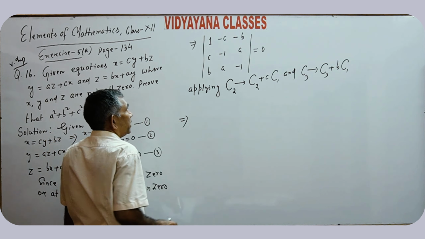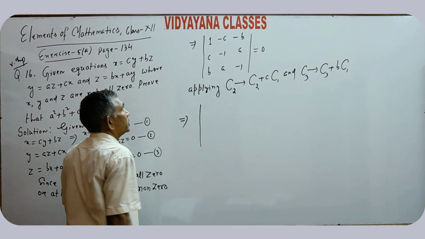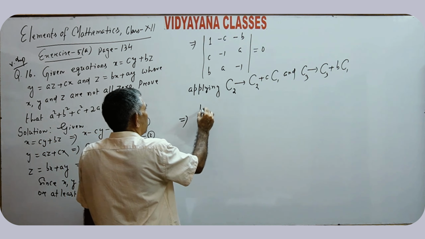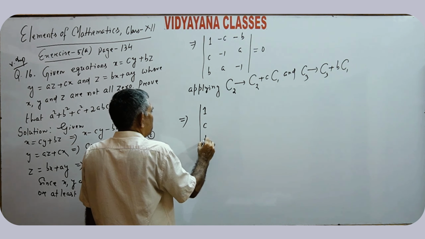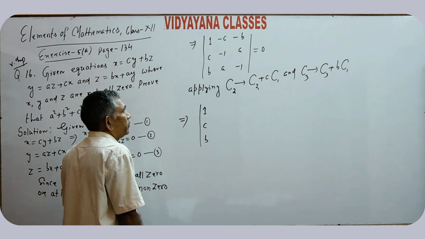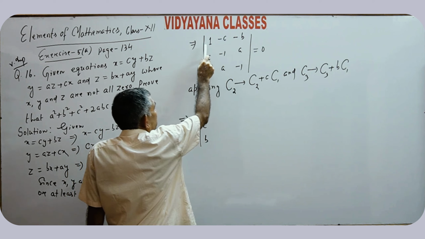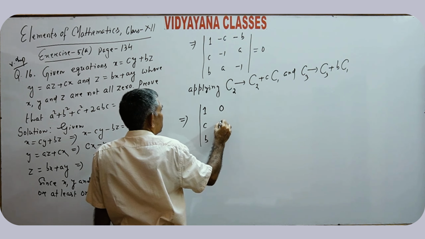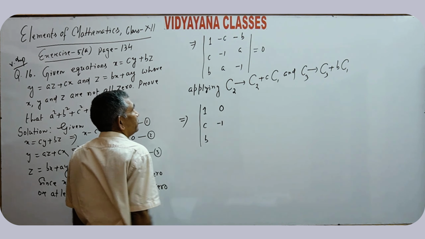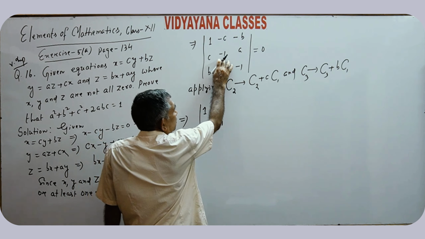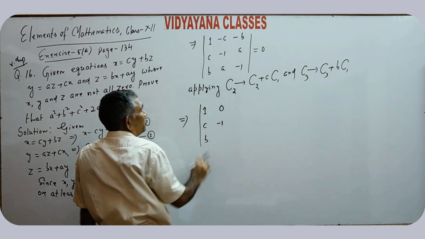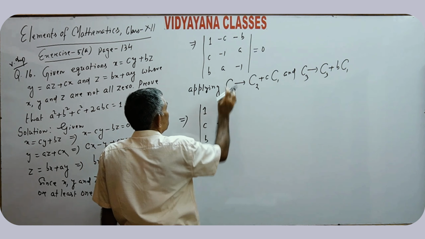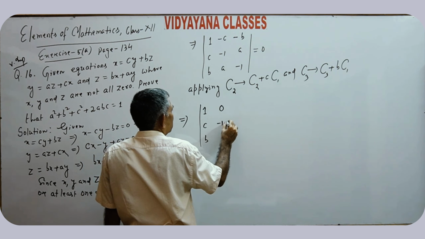The given determinant will be 1 C B. Column 2 is replaced by column 2 plus C times of column 1, so it is 0. Column 2 minus C times of column 1, that is minus 1 plus C square.